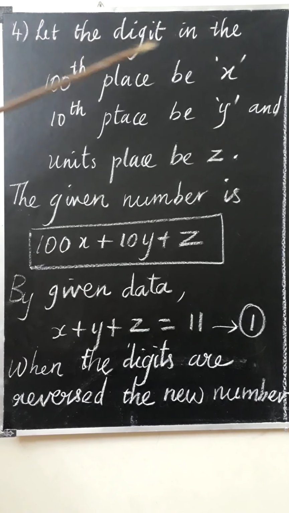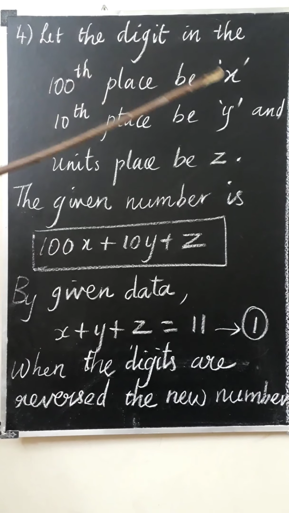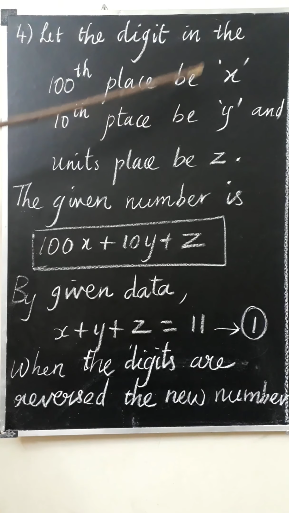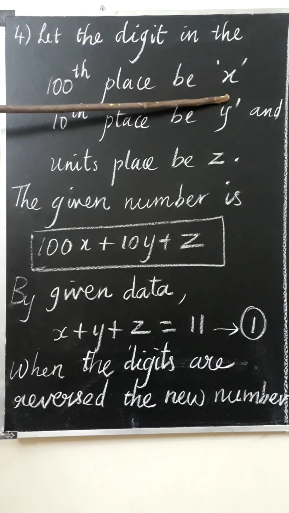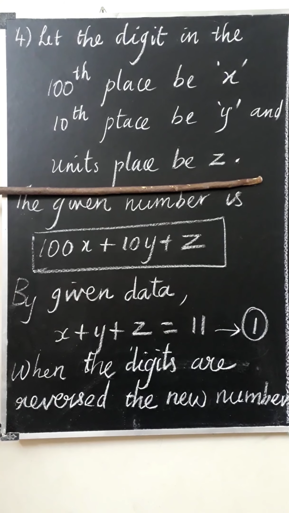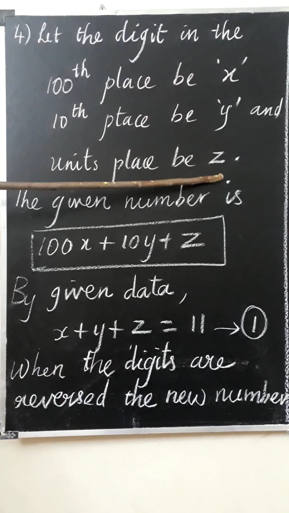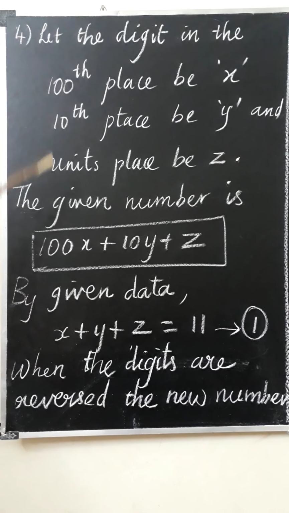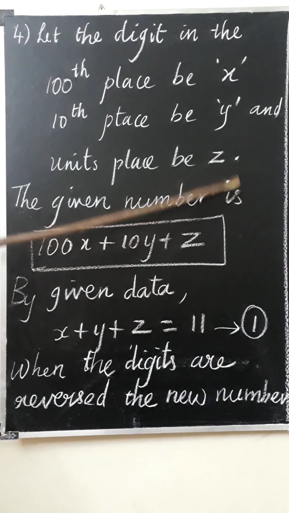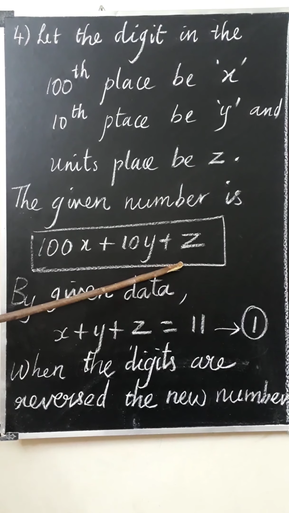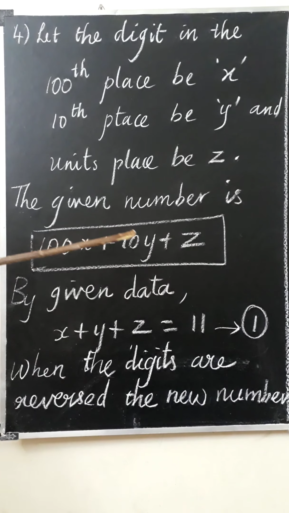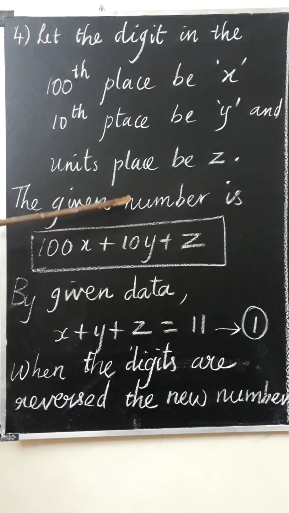Let the hundreds place be x, the tens place be y and the units place be z. So we assumed the digits as x in the hundreds place, y in the tens place and z in the units place. Then the number: when x is in the hundreds place, it is 100x. When y is in the tens place, it is 10y. Z is in the units place, so it is just z. So you have to add them up to frame the given number: 100x plus 10y plus z, that is the given number.